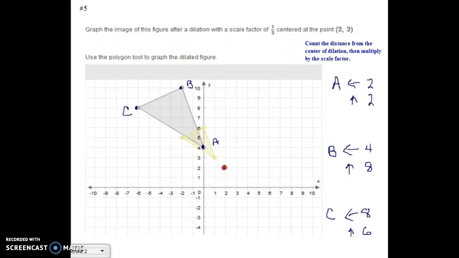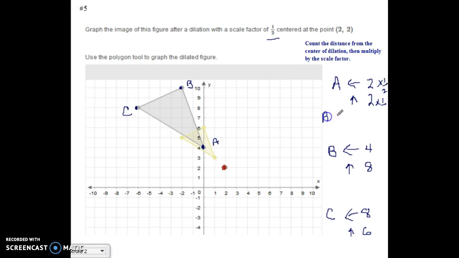Number 5 is very similar, except this time we're taking half. We're going to go half the distance. So the gray figure is what was given, so I'm going to just list those points and look at how I get to each point from the center of dilation. My center of dilation, they said, is at 2, 2. To get to A, I've got to go to the left 1, 2, and then up 1, 2. So to the left 2 and up 2. So I'm going to multiply that by a half. That's my scale factor.